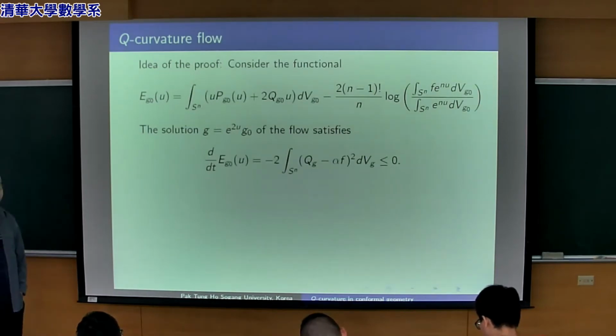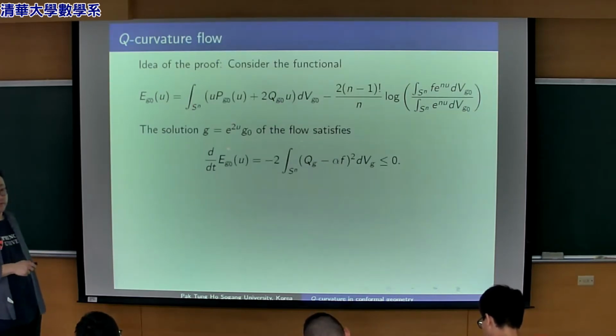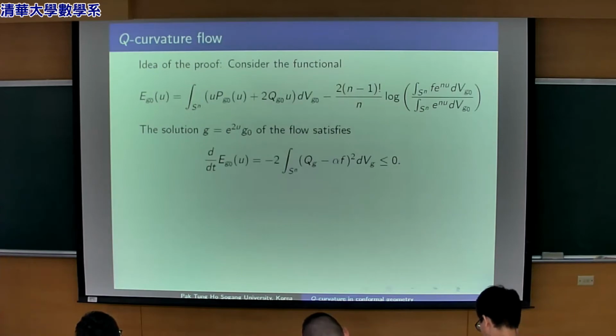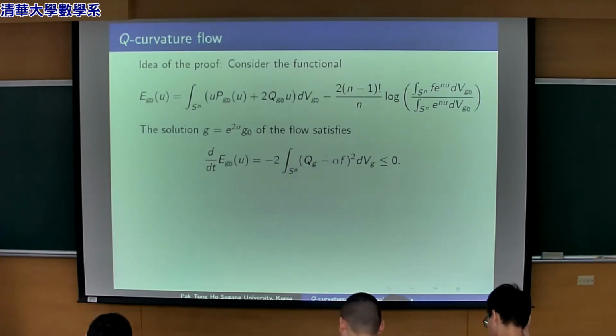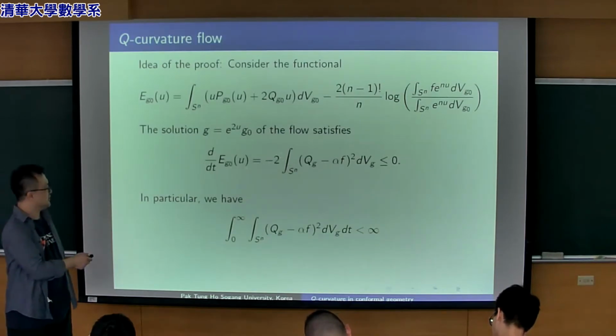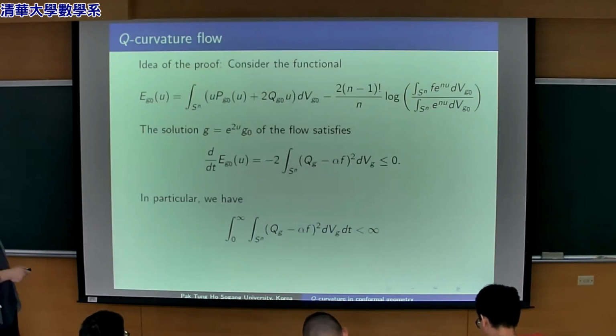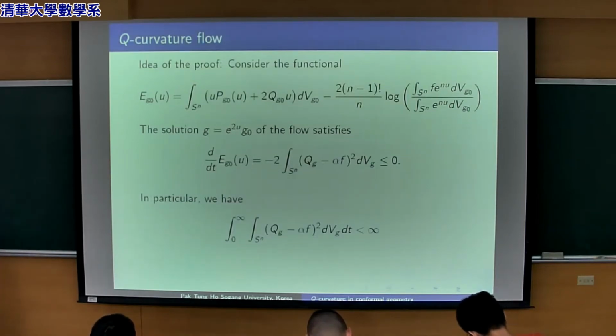Put it in a more technical term, the Q-curvature flow is the negative gradient flow of this functional. Put it in a little bit more technical way. From the negative gradient flow, in particular, if you integrate this from 0 to infinity, you see that this is bounded by the initial energy and the lower bound of this energy.